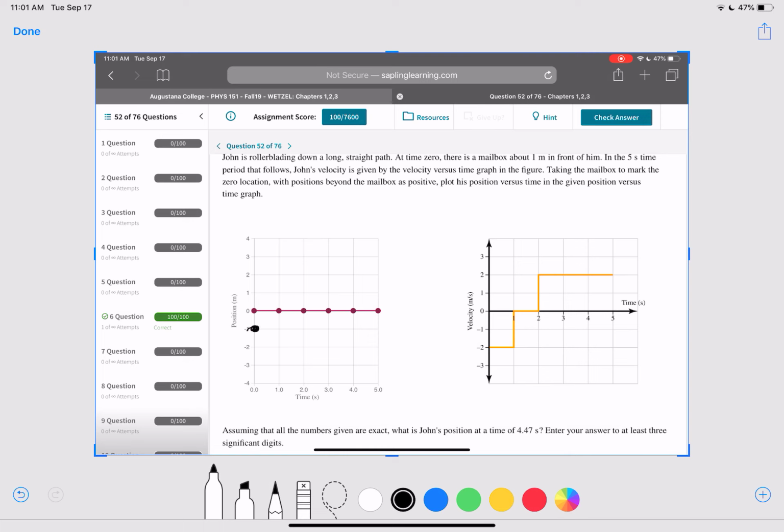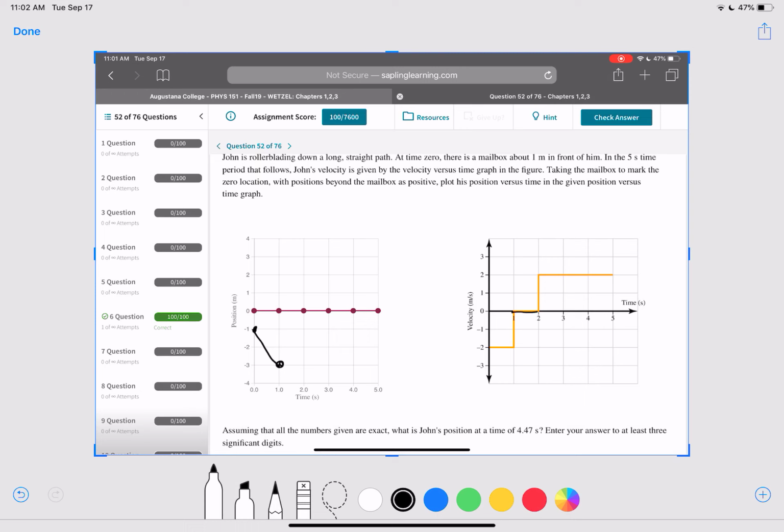Okay, so this is a confusing problem, but you have to start there. You start where you are, which is 1 meter in front of the mailbox. Then we go to the velocity versus time graph to see how he changes from there. He moves away from the box, 1 second, 2 meters per second. So he travels at 2 meters per second for 1 second, so that means he moves 2 meters away. So in the next second, he should be down at negative 3 meters because he moved 2 meters away.